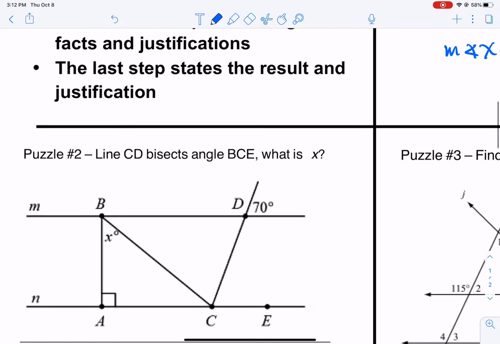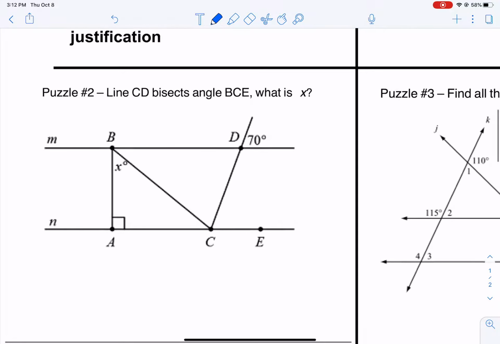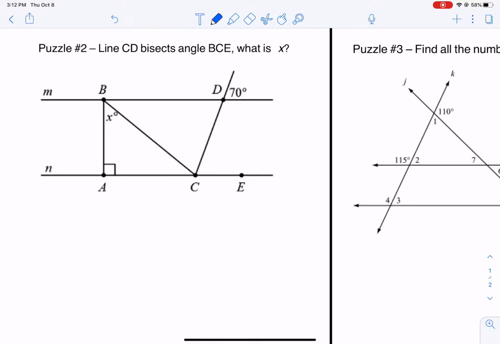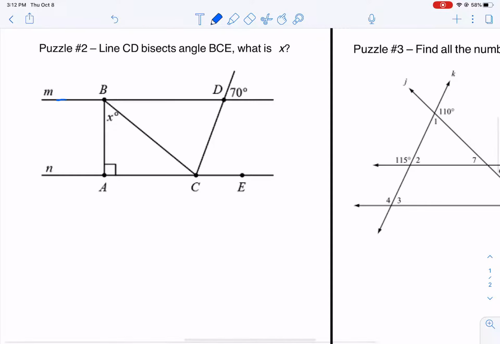Okay, now let's look at puzzle 2. Puzzle 2 is given from this picture, and I've told you that you always have to have proof that your lines are parallel. So we're going to draw that in because it wasn't given to us in words, but you have to have those little triangles on there so that you know that your lines are parallel, because these relationships are only for parallel lines.